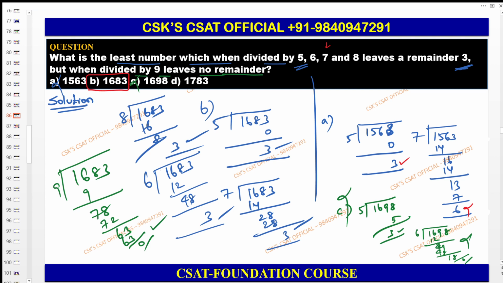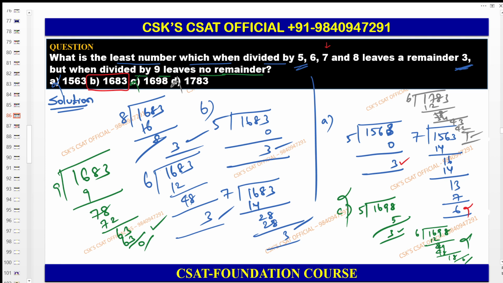Now let us move on with D. 1783. 5 surely gives you 3 only. Let us check with 6. So 6: 12 goes, 58, 54 goes, then 43, 42 goes, 1. 1 is the remainder, so this is also eliminated. So only one option is left, since all the other 3 fail to satisfy divisibility by 5, 6, 7, 8 leaving remainder 3. So we have stopped here with 1683, without checking the 9 also.